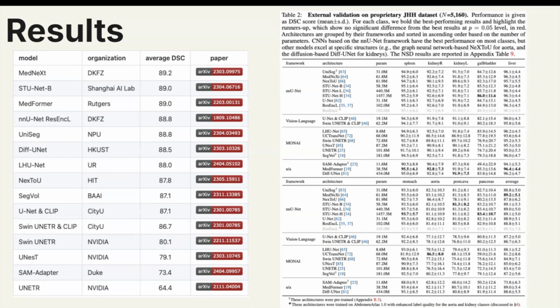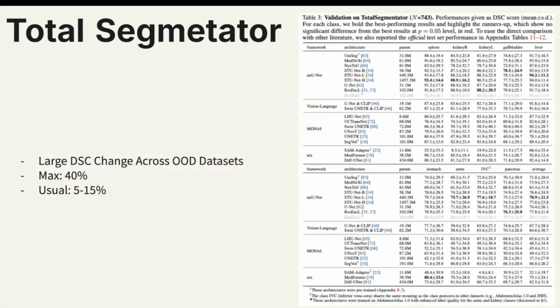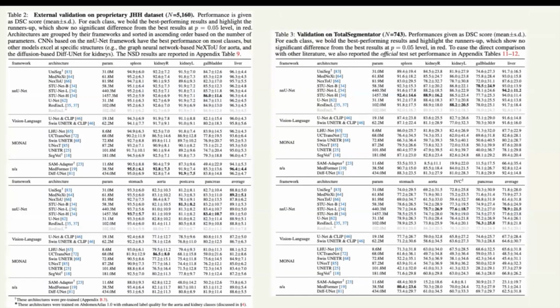And then we have our results also on the Total Segmentator dataset. And an interesting thing to see here is that we have a big gap in accuracies in DICE scores between these two datasets. So this gap normally goes from 5 to 15 in DICE, but it can get up to about 40%. So here you have the results side by side so you can compare.